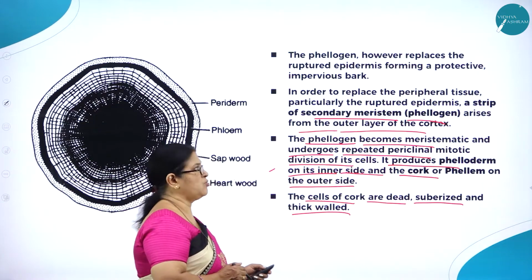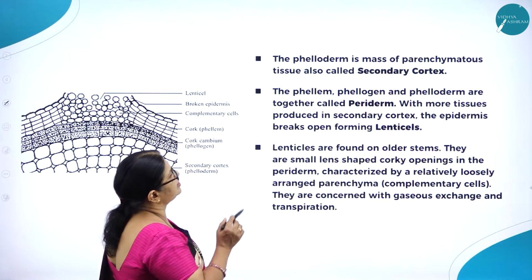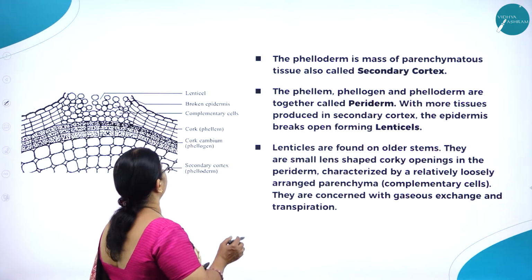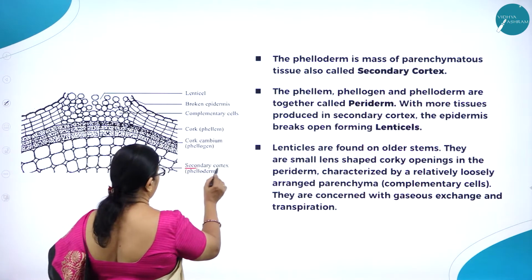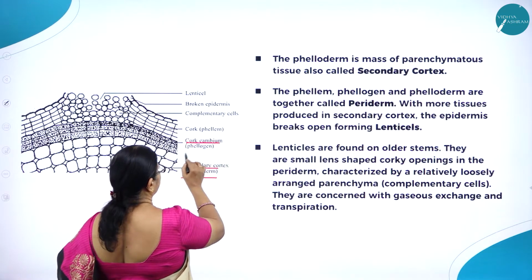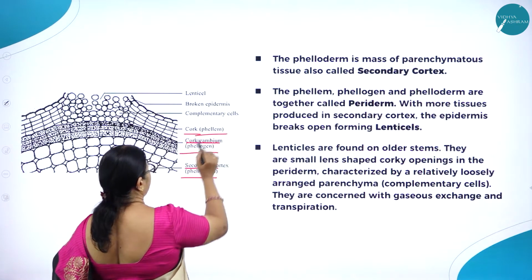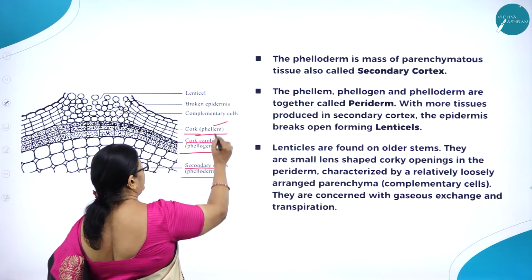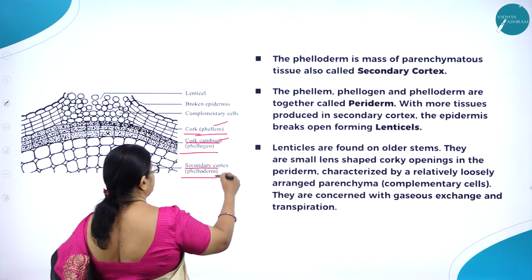The phelloderm is a mass of parenchymatous tissue called secondary cortex. So here you can see the secondary cortex called phelloderm, cork cambium called phellogen, cork called phellem. So you have to understand these words. Cork is called phellem, cork cambium is called phellogen, secondary cortex is phelloderm.